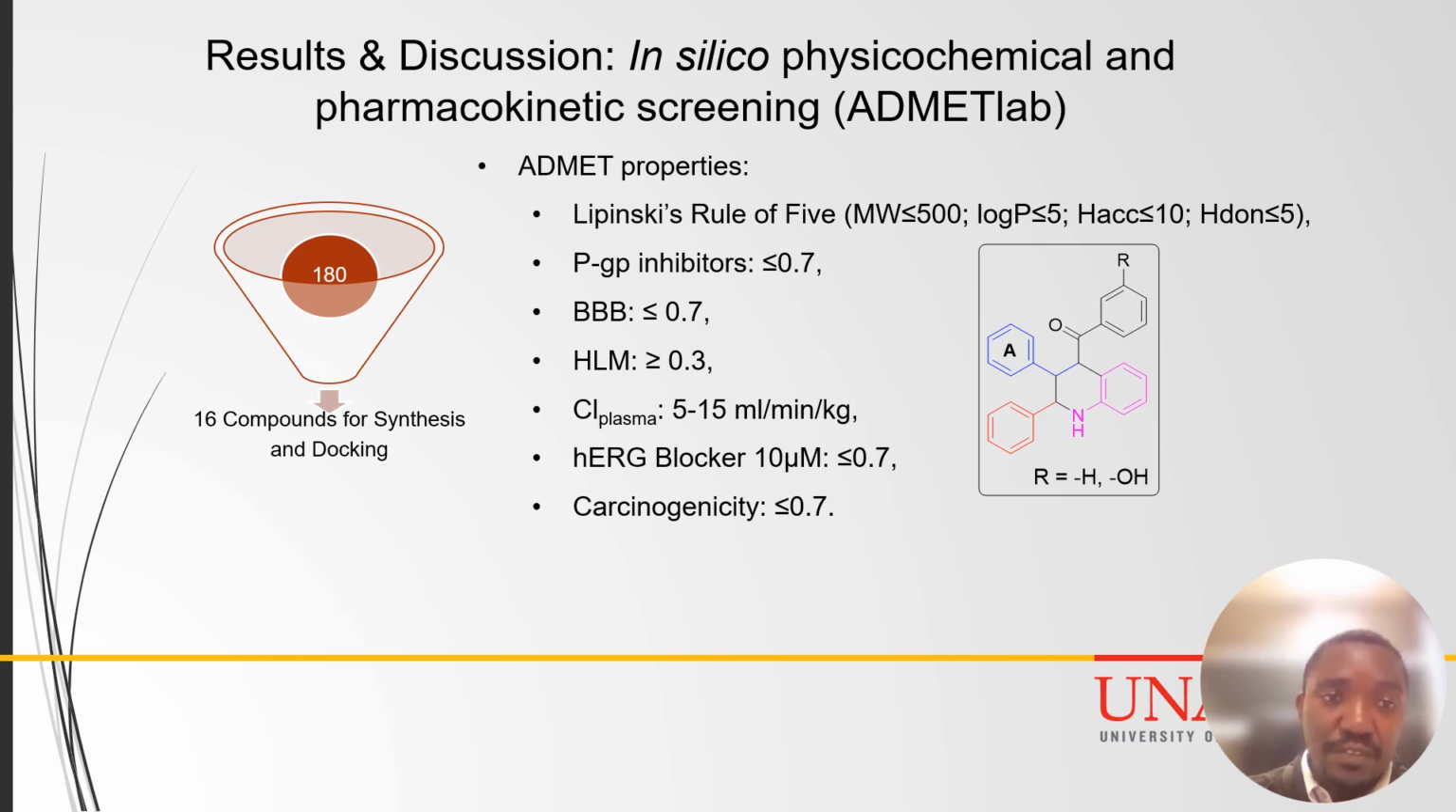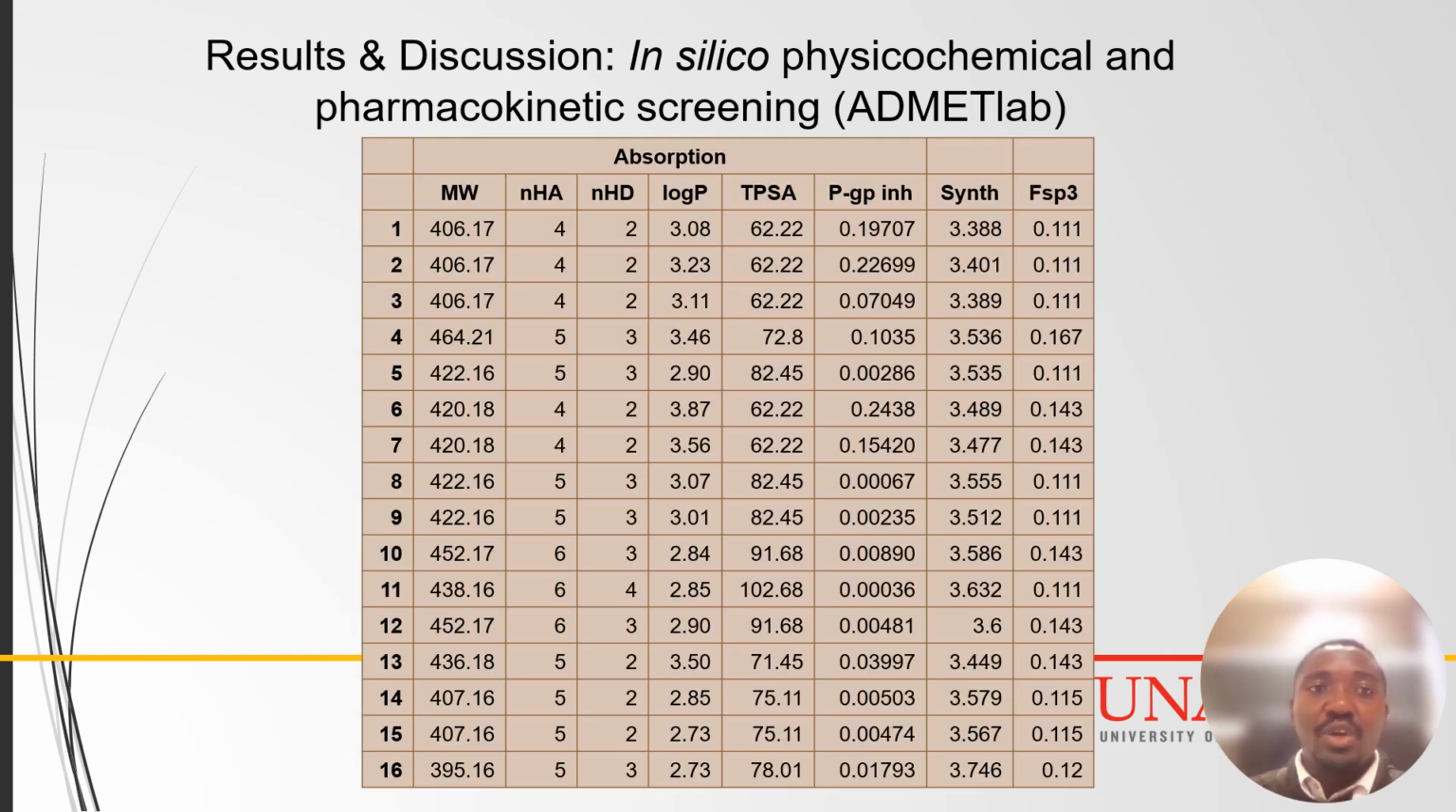After we applied all these filters to our 180 compounds, we only managed to get 16 compounds that fit all these parameters. So when we look at the physicochemical properties, we see that in terms of molecular weight, hydrogen bond acceptors, hydrogen bond donors, and log P, they all obey the Lipinski rule of 5, which is less than 500, less than 10, less than 5, as well as less than 5 in terms of log P. And we found that the total polar surface area of these 16 compounds ranged from around 62 to around 108.